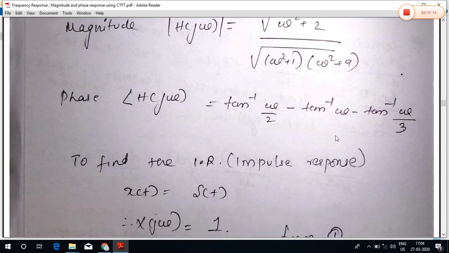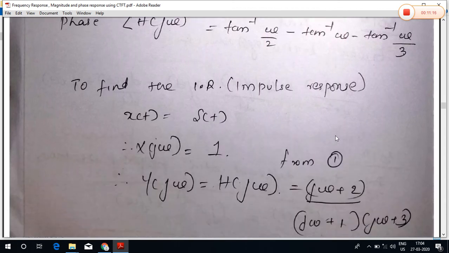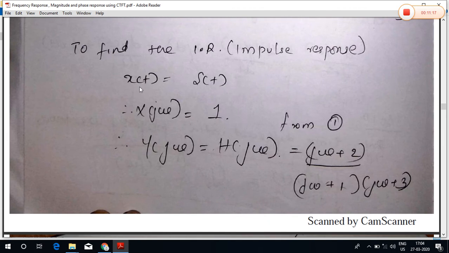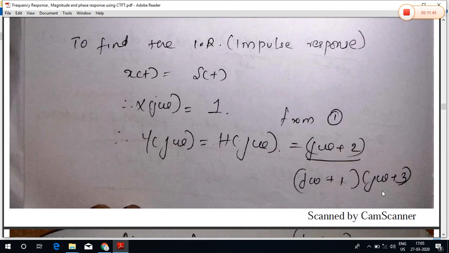Now we are asked to find the impulse response. Impulse response means the response of the system when x(t) is equal to δ(t). That is, if x(t) is equal to δ(t), then X(jω) is equal to 1. Then Y(jω) is equal to H(jω), which we have already seen, because H(jω) is equal to Y(jω) by X(jω), but X(jω) has value 1. So H(jω) is equal to Y(jω). So it is the same as (jω + 2) by (jω + 1) into (jω + 3).